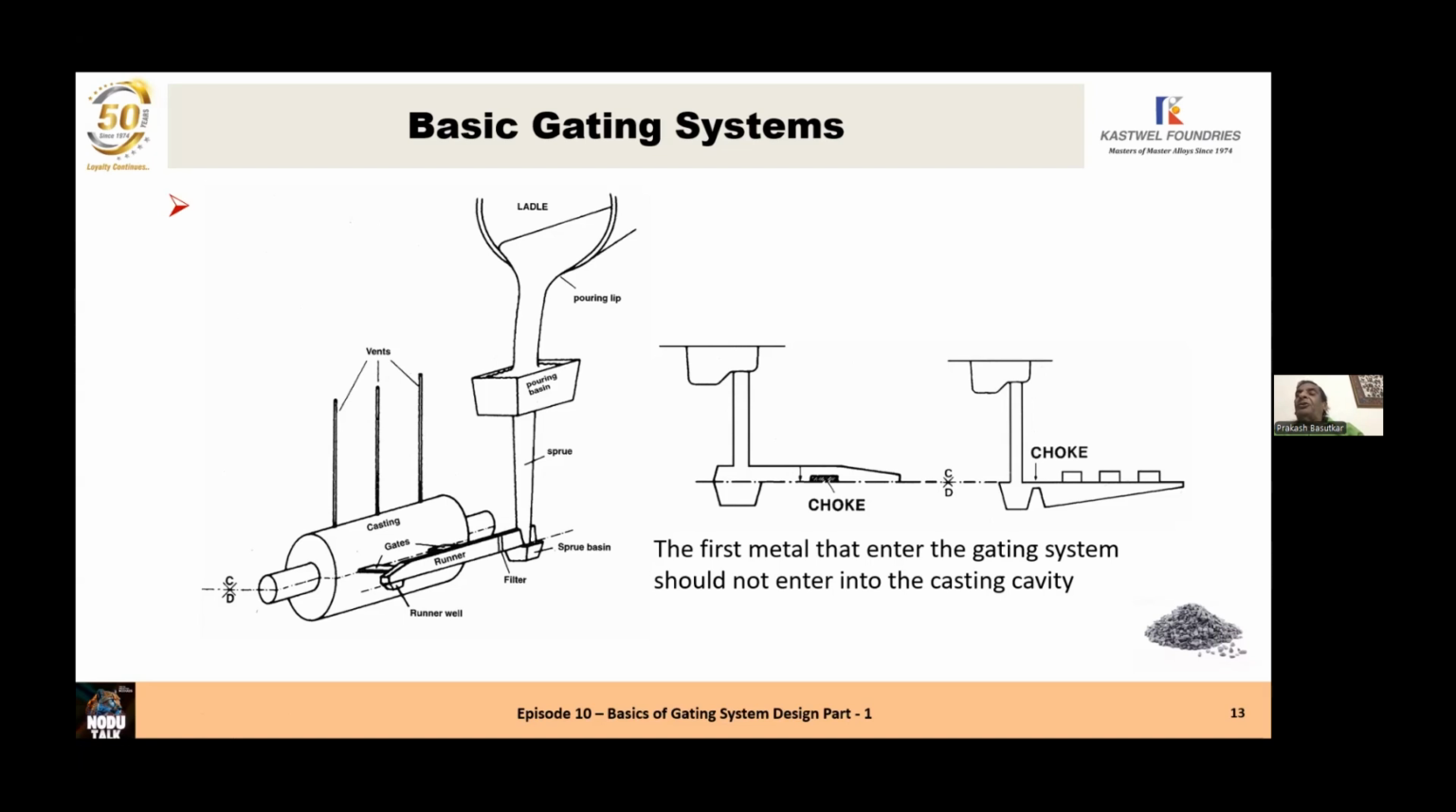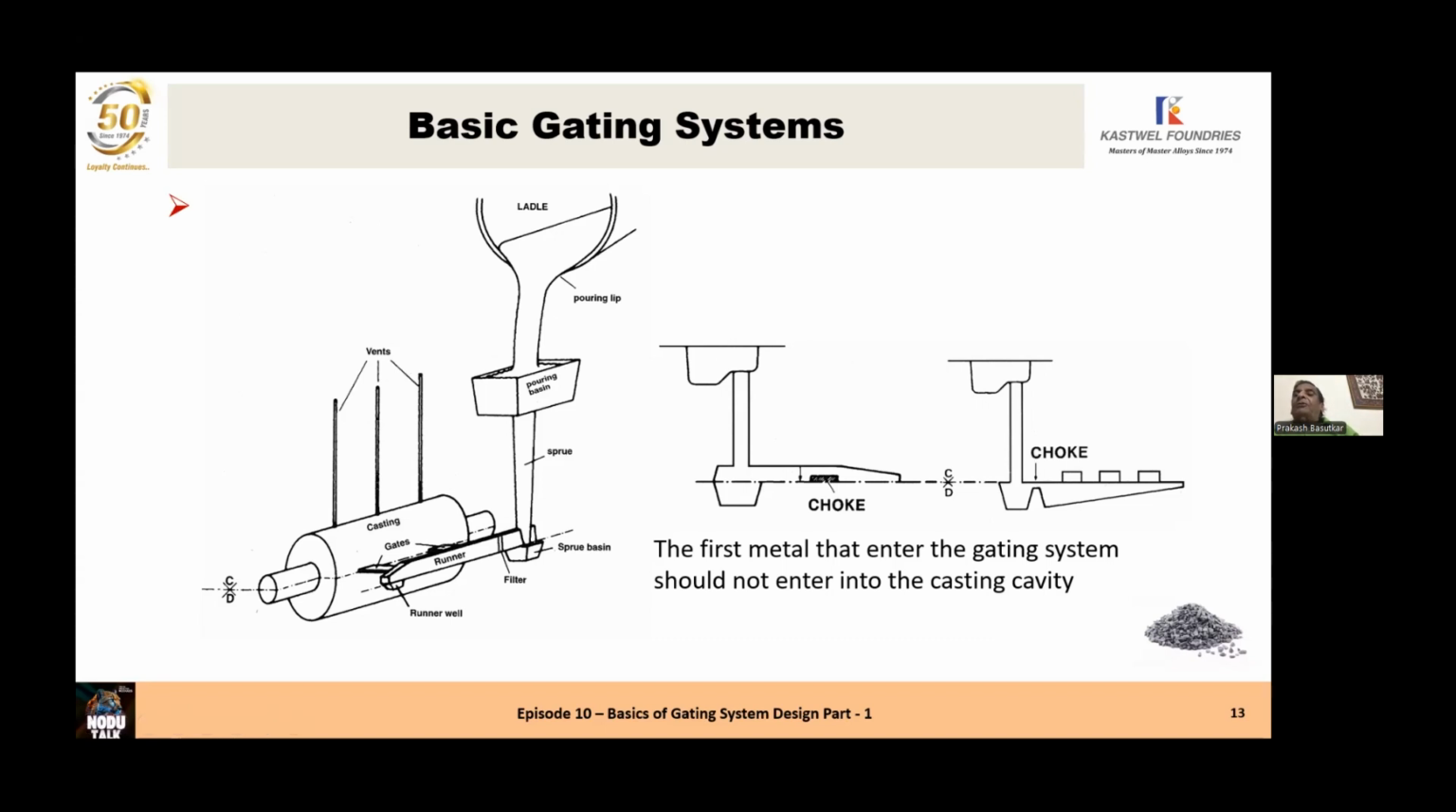As the gating system is not full, it aspirates air, there will be air entrapment, gases, some slag, and if this metal enters the casting, then we are likely to have defects caused by these inclusions in the metal. So the first metal which enters the gating system should remain in the gating system, and only the clean metal should enter the casting cavity. Please make this note. This will be very useful for you in solving most of the casting defects.